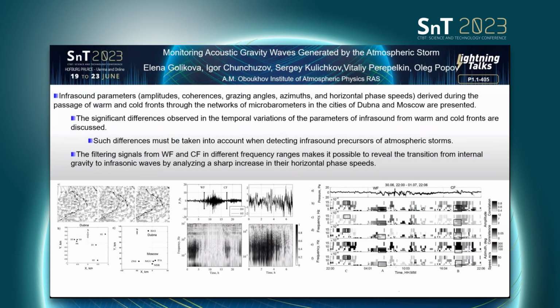Good morning. My name is Elena Golikova. I represent the Institute of Atmospheric Physics in Moscow. My poster is devoted to the study of the significant differences observed in the temporal variations of the parameters of infrasound during the passage of warm and cold fronts through the networks of receivers in the cities of Dubna and Moscow. The filtering of signals from warm and cold fronts in different frequency ranges makes it possible to reveal the transition from internal gravity to infrasonic waves by analyzing a sharp increase in their horizontal phase speeds. Thank you very much.